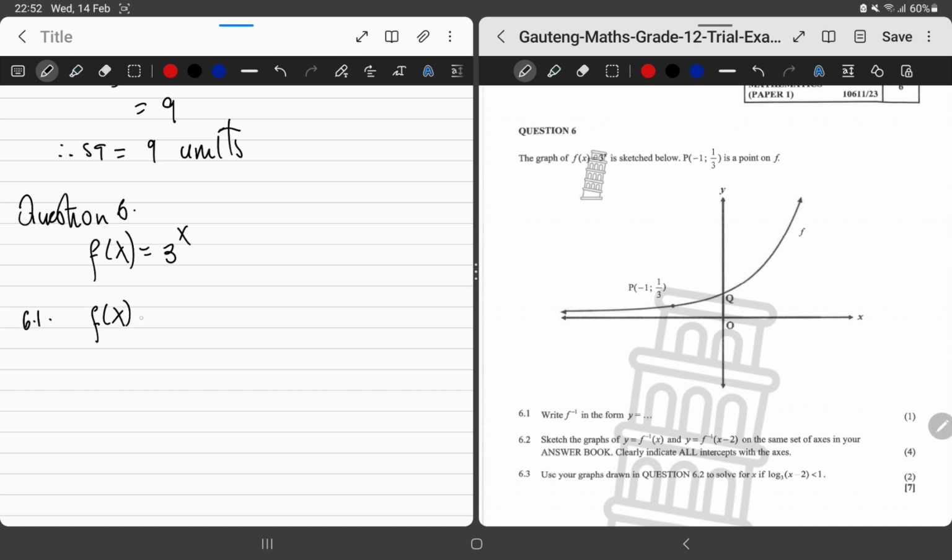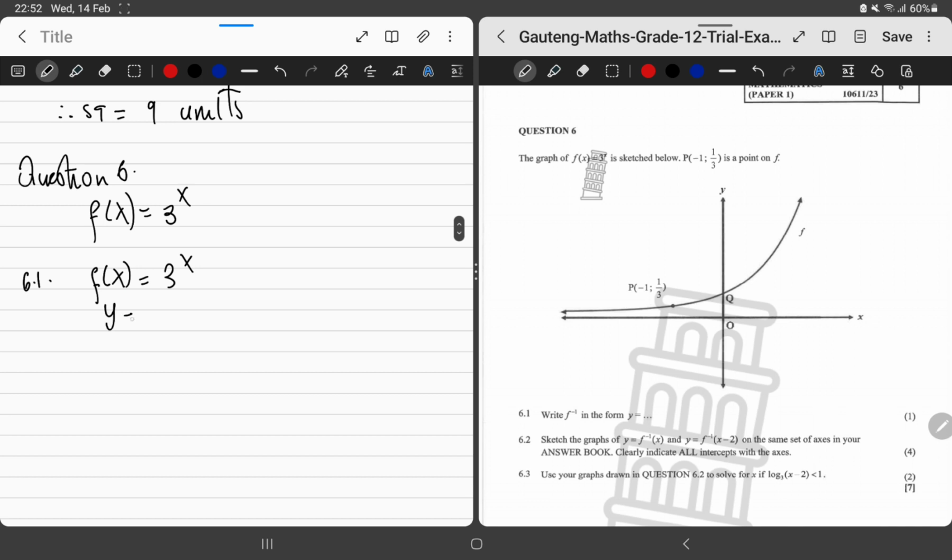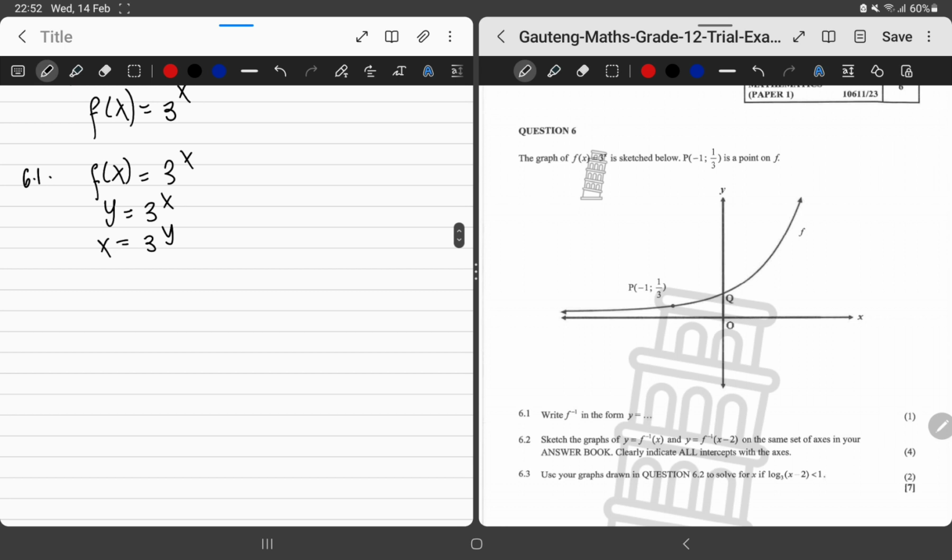f of x is equal to 3 to the exponent of x. This is y is equal to 3 to the exponent of x. The first step is to interchange the x and the y. And then now we need to make y the subject of the formula. You will say the exponent is equal to the log of the base multiplied by the answer. The exponent is y, the log of the base is 3, and the answer is x.